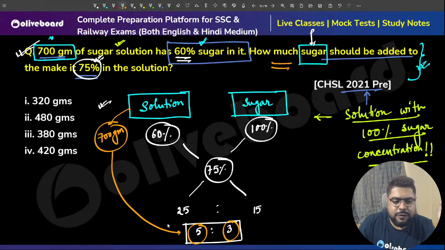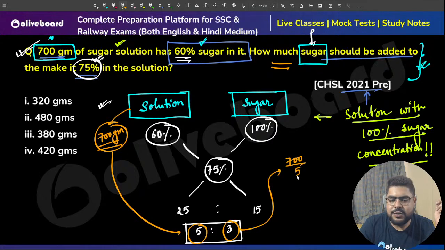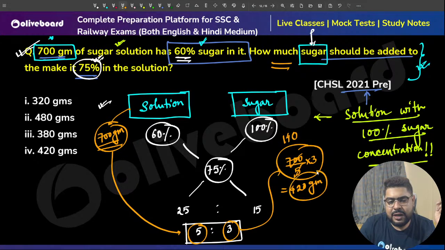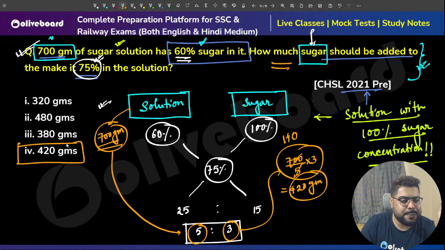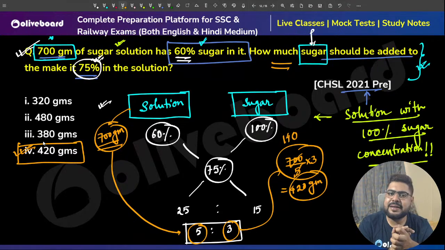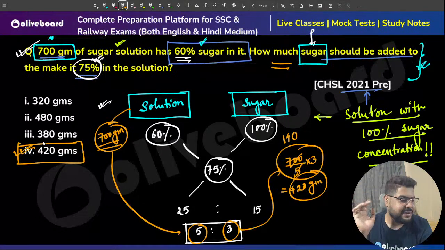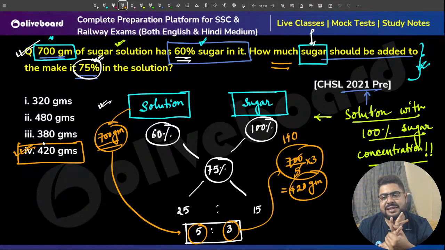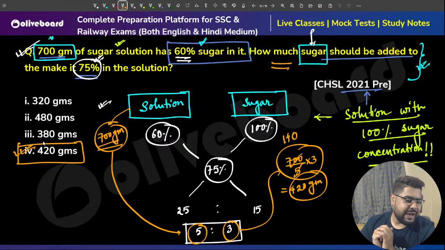So that means 5 parts is 700. So 3 parts will be how much? 700 by 5, that is 140 for 1 part, into 3. So 420 grams, sir. Option number 4, 420 grams is our correct answer. Perfect, everyone. I hope this is 100% clear to each and every one of you.